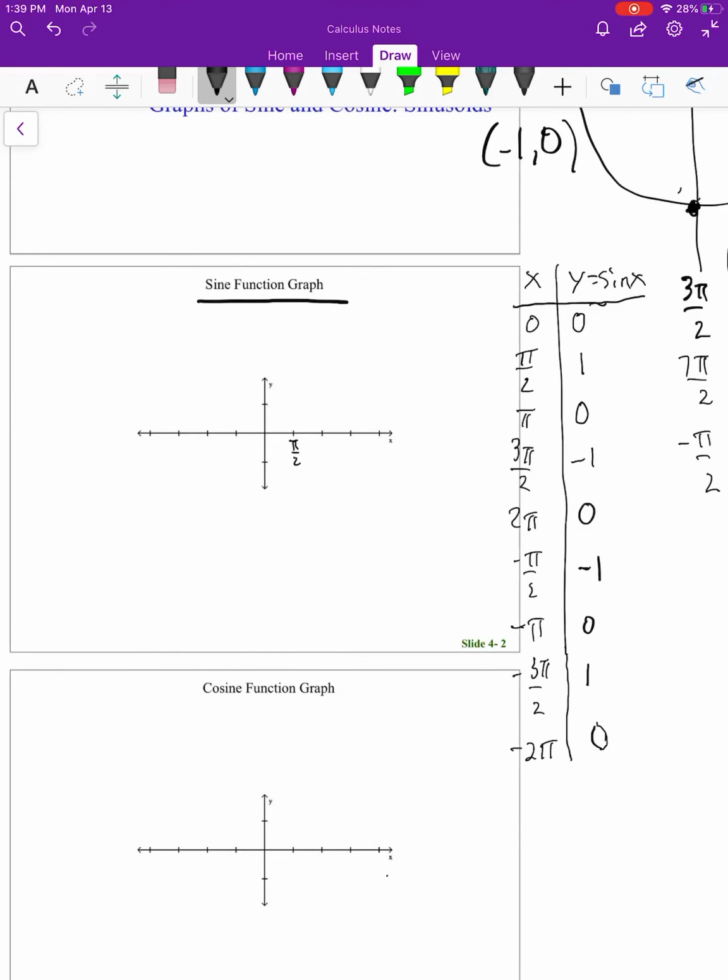So now we're going to plot those points, and we're going to look at the graph of the sine function. So we're going to make sure that we put these in.